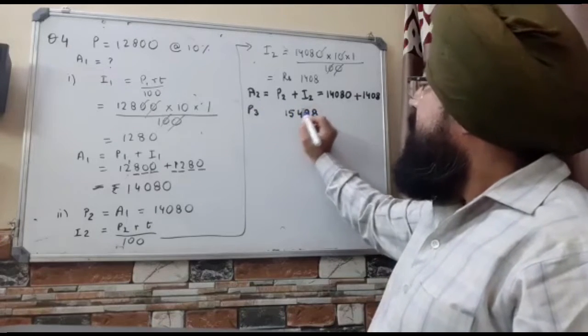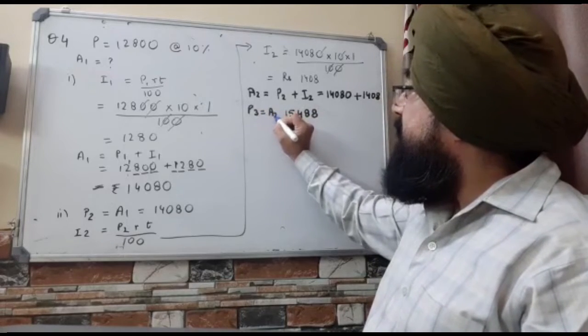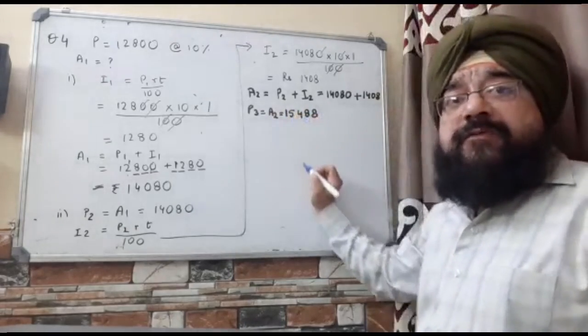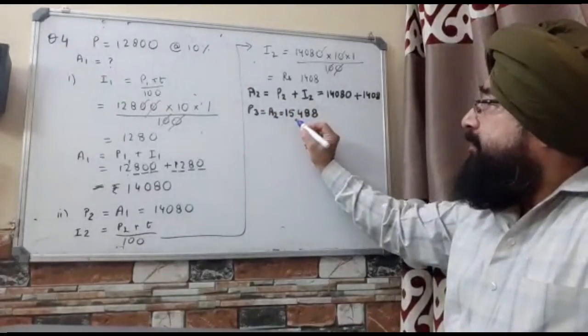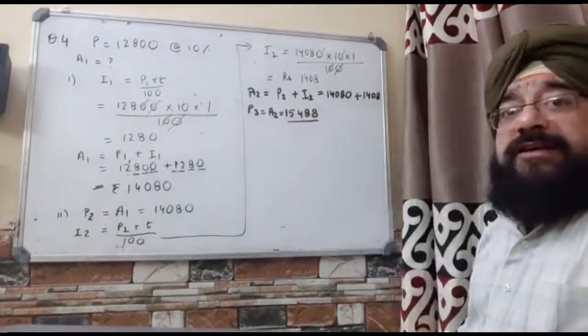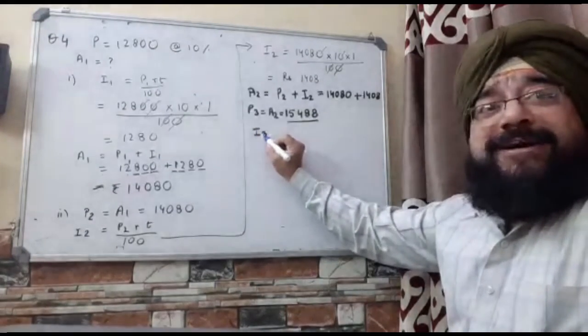Yes, sir, 15488. So principal for the third year is actually equal to the amount at the end of the second year, and that you have calculated for me, and I am very thankful to you. Sir, interest 1548.8. Oh, lovely, beautiful. Sir, I have solved it. Very good. I am very happy.